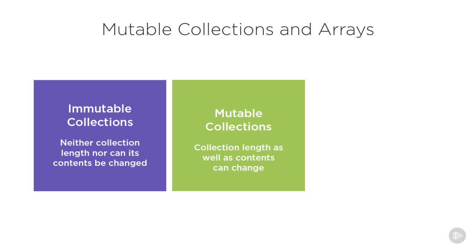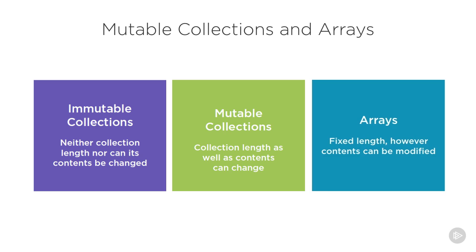Mutable collections are different from arrays. Arrays are actually technically not collections. Mutable collections can grow and shrink, and in addition, the contents of these collections can be modified. Arrays cannot grow or shrink, they have a fixed length. However, elements of an array are mutable. So, arrays are somewhere in between purely mutable and completely immutable collections.